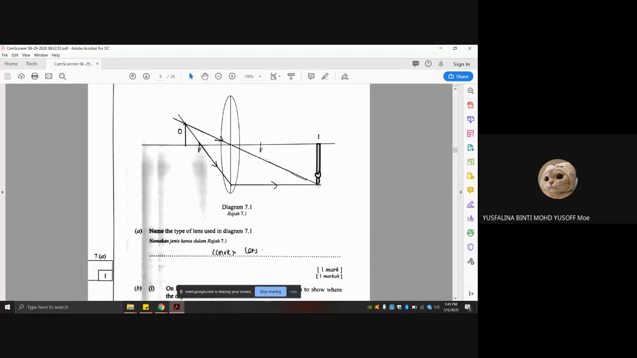Reverse process. Okay, so the first one, starting from the image here, you make a line until it passes through the center of the lens, like that. So that is the first line. The second line, from here, a straight line until here, then stop, then a straight line goes to F. The intersection between the two lines you draw is the object. So this is how you draw the object.